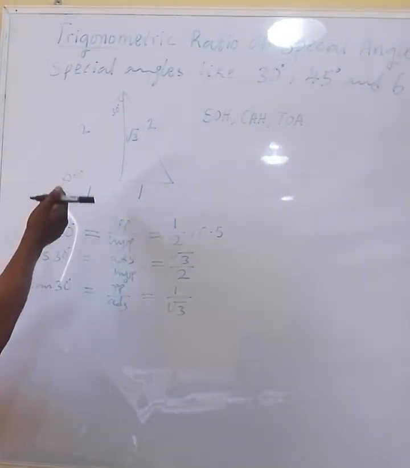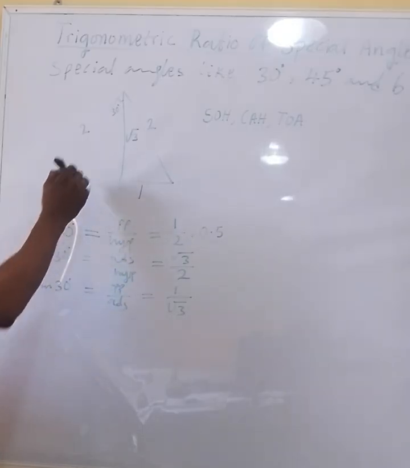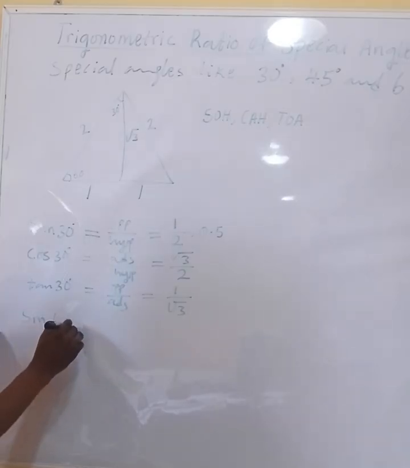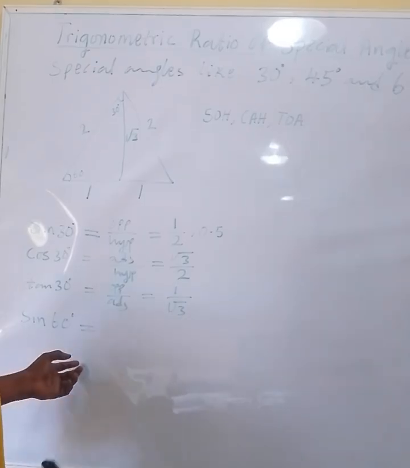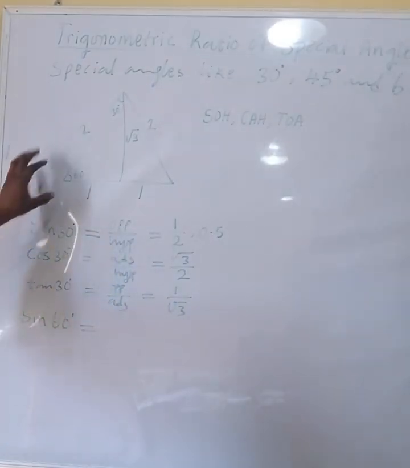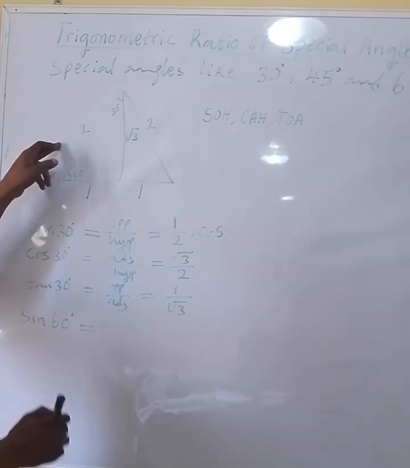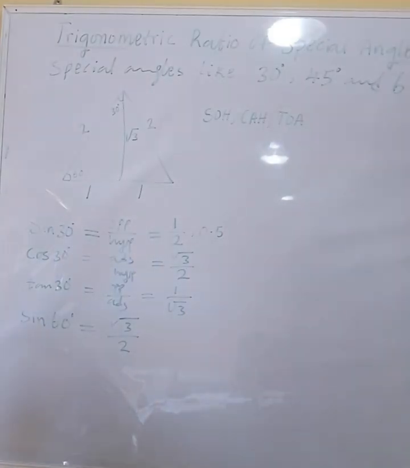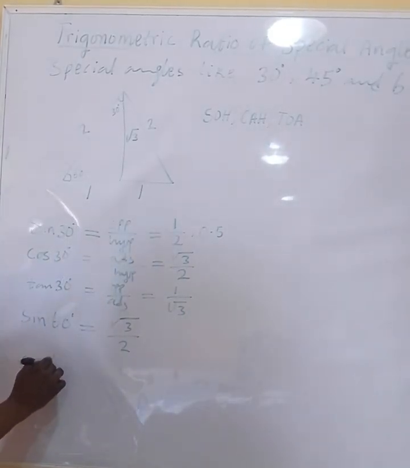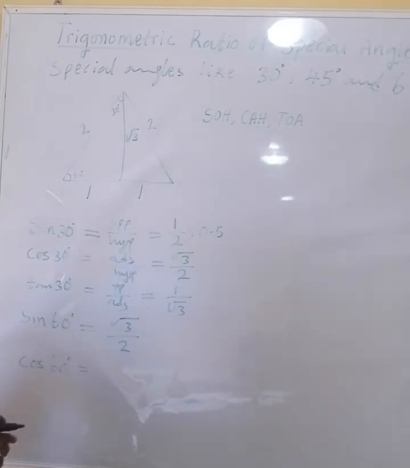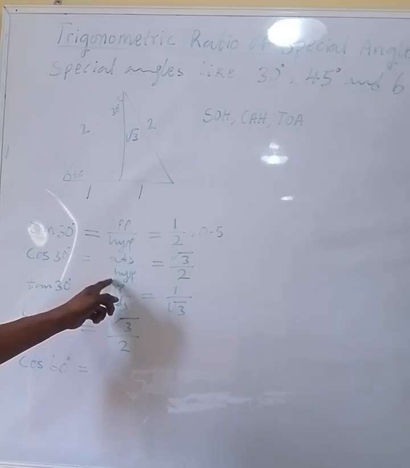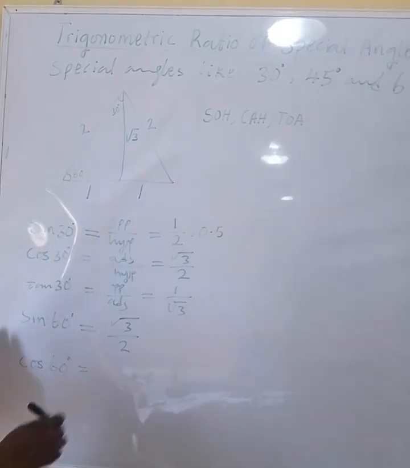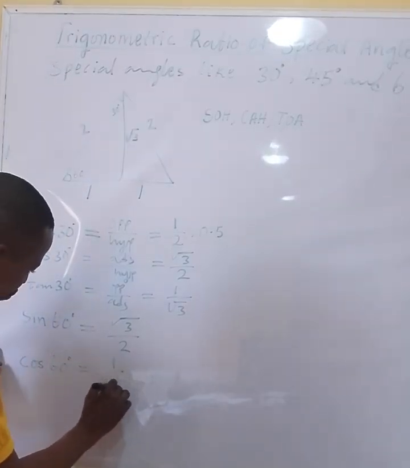So now we have 60 degrees there. The first thing we are going to solve is sine 60 degree. You know that sine is opposite over hypotenuse. This is 60 degree, this is the opposite, this is the hypotenuse. It will give us root 3 over 2. That's sine 60. Then we also solve for cos 60 degree, which equals adjacent over hypotenuse. This is the opposite, this is the adjacent. It will give us 1 over 2.